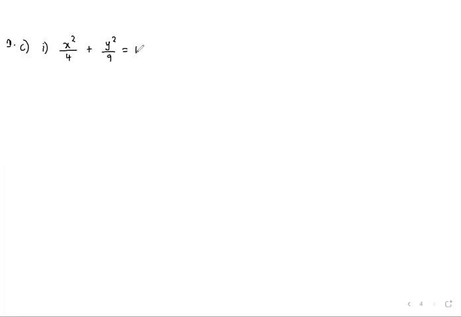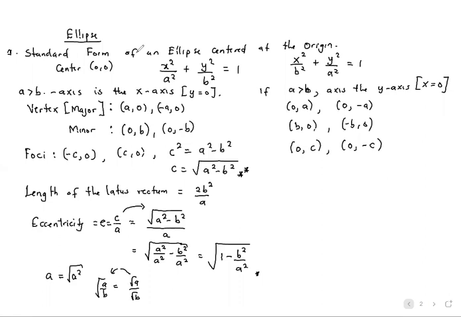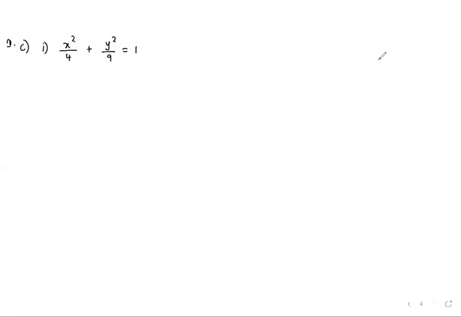So which form are we in? We're in this form, where the denominator for y squared is bigger than the denominator for x squared. So we know that the axis here is the y-axis. With a squared being 4, so this means that a is 2. With b squared being 9, this means that b is 3.